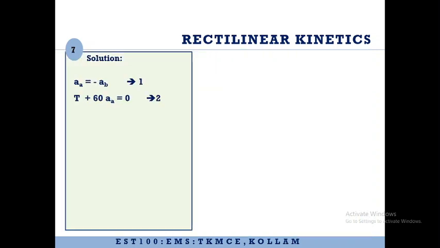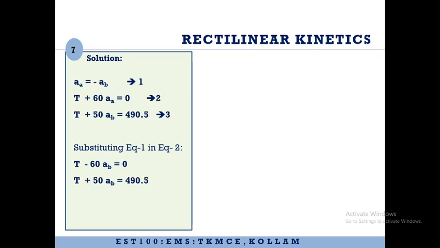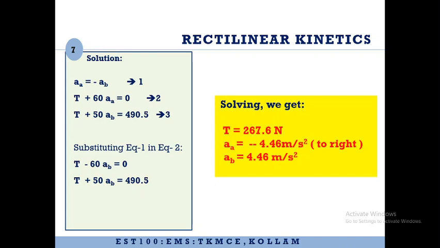So now we have 3 equations. You substitute equation number 1 in equation 2. You will get 2 equations, T minus 60AB equal to 0 and T plus 50AB equals 490.5. Solving these 2 equations, you will get the tension as 267.6 Newton, AA equals minus 4.46 meter per second square, and AB equals 4.46 meter per second square. What we have to understand is, when we have a negative sign in the acceleration, it means that it is accelerating or moving in a direction opposite to the direction we have assumed.